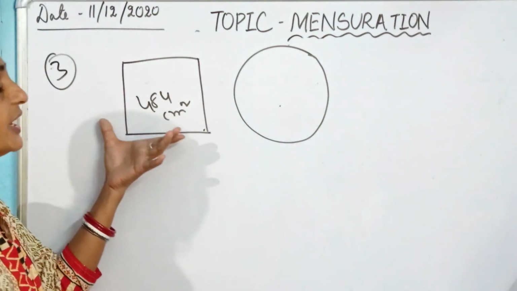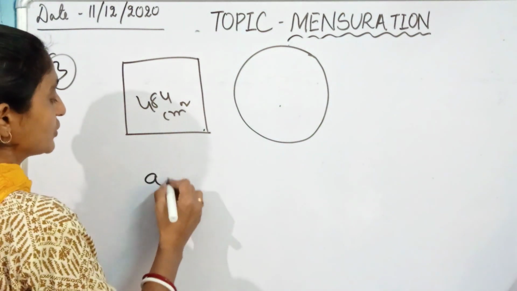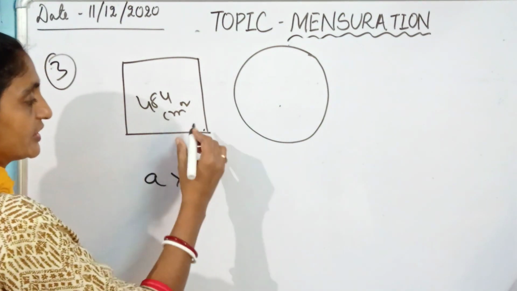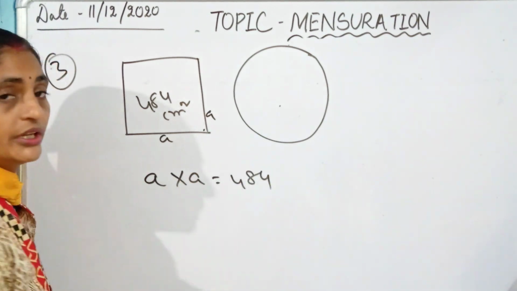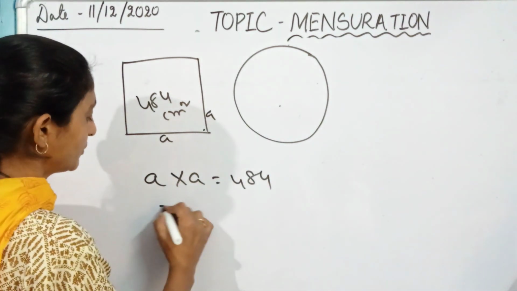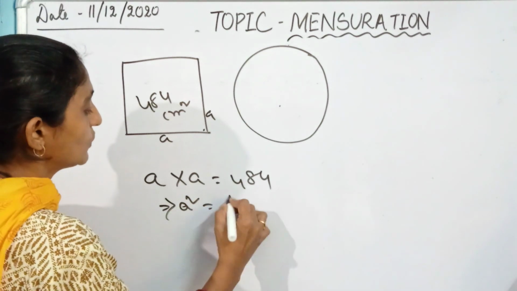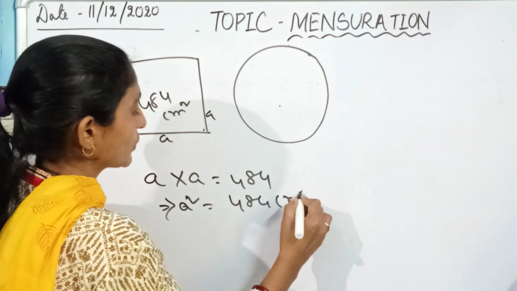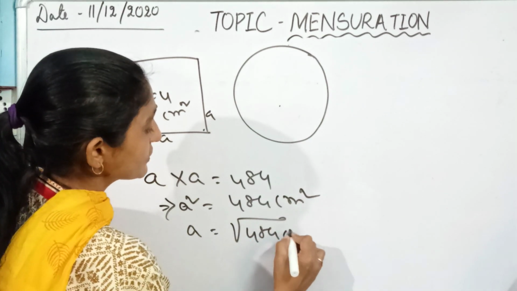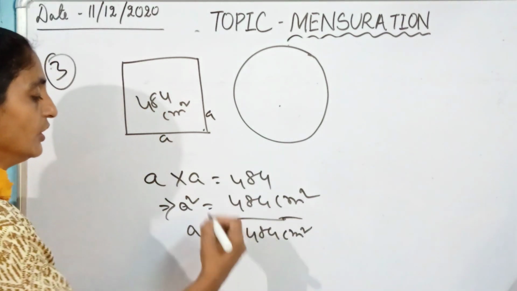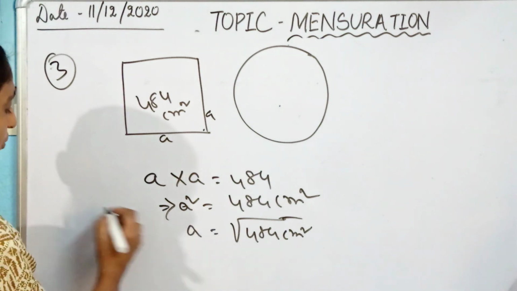Here the area has been given. We know area stands for side into side. If we consider that the side is A, then A square equals 484 centimeter square. So A stands for the square root of 484 centimeter square. Let's go for finding the square root of this one.